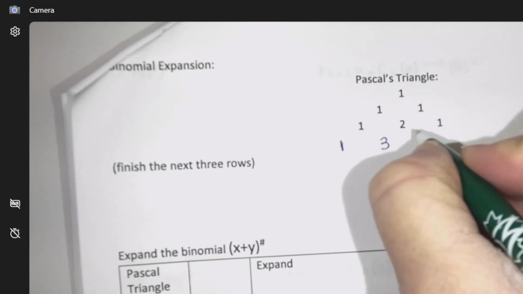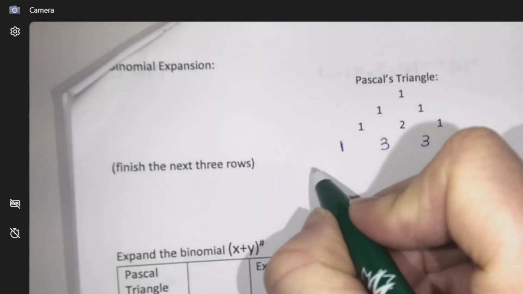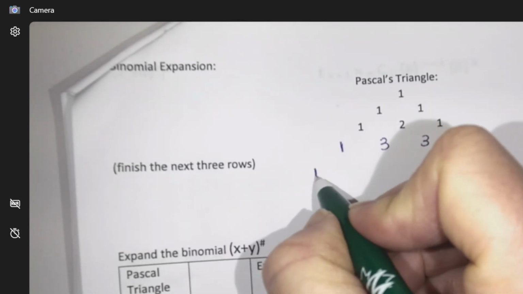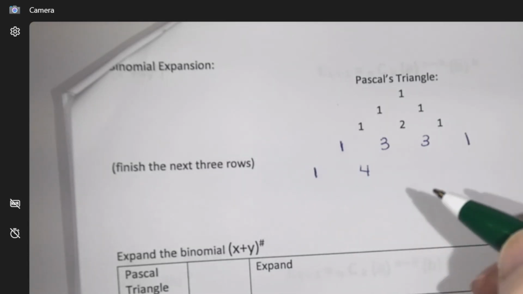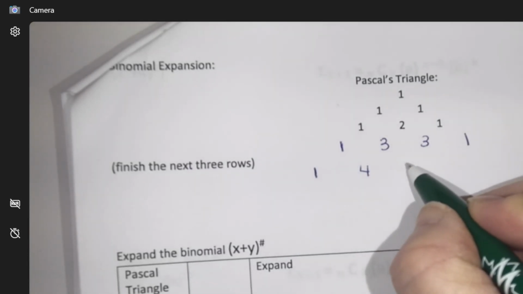Okay, so here's a pattern of Pascal's triangle: 1, 1, 1, 1, 2, 1. I'm going to give you the next row: 1, 3, 3, 1. Do you see a pattern happening? Okay, so in the next row I'm going to put a 1 there. I'm going to put a 4 there. See what I'm doing? What should I put right here? Anybody figure it out yet?